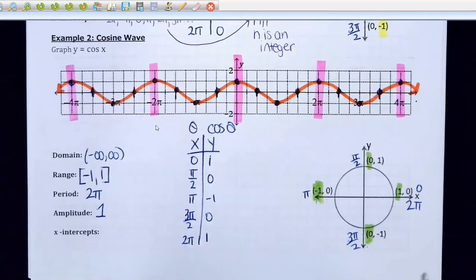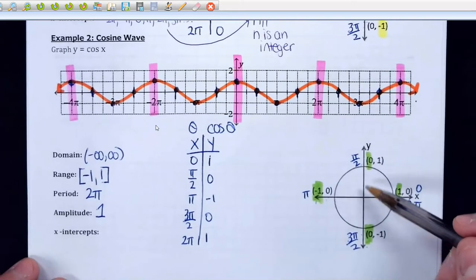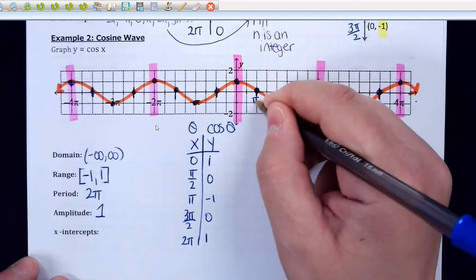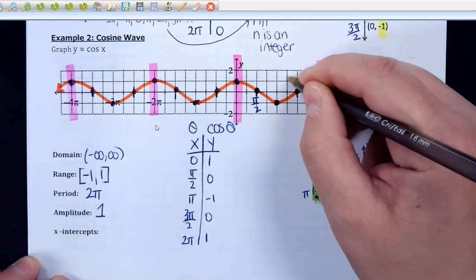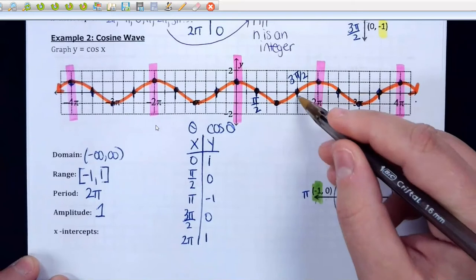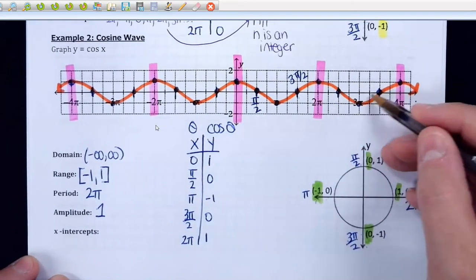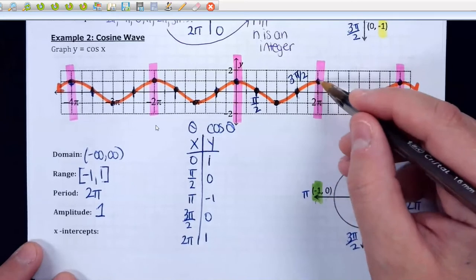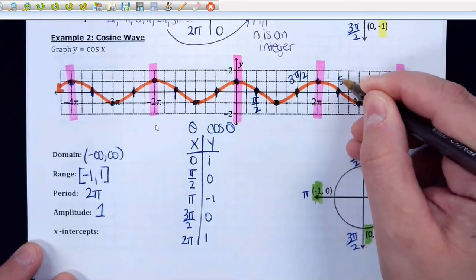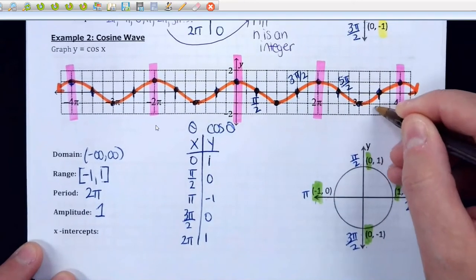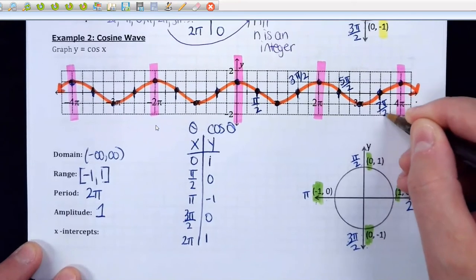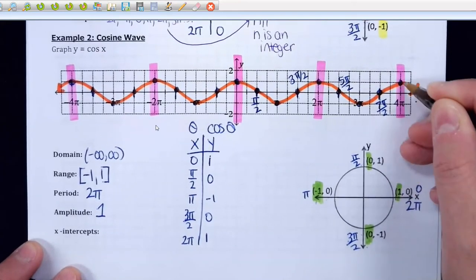Now the x-intercepts here, this is a little bit weird. If you look at the unit circle here, it's 0. When I'm right here, I'd be at pi over 2. And right here again, I'd be at 3 pi over 2. So it's on these pi over 2's where you're going to hit the x-axis. If you keep going here, this would be 5 pi over 2. This is 6 pi over 2, which is 3 pi. This would be 7 pi over 2. This would be 8 pi over 2, which is 4 pi.